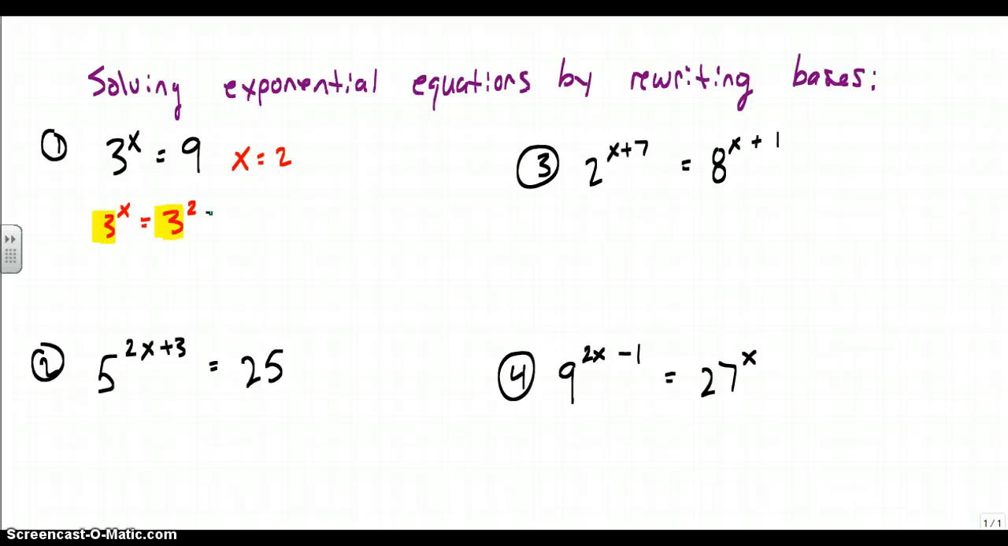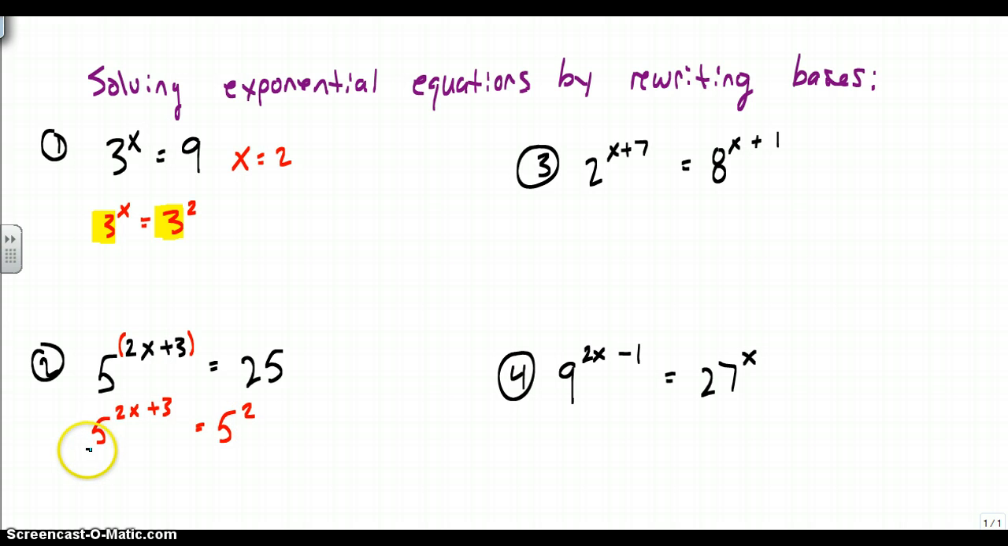So let's look at number 2. I have 5 raised to the 2x plus 3 power, and I could even put this in parentheses if you want to. 5 raised to the 2x plus 3 power equals 25. Hopefully in time you will see the relationship here. You'll quickly recognize that 5 and 25 have a special relationship. 25 is 5 squared, and that should jump out at you eventually after you do enough of these problems. So I'm going to rewrite it like that. I have 5 raised to the 2x plus 3 power equals, and I'm going to rewrite 25 as 5 squared.